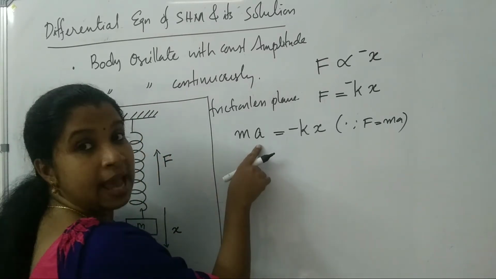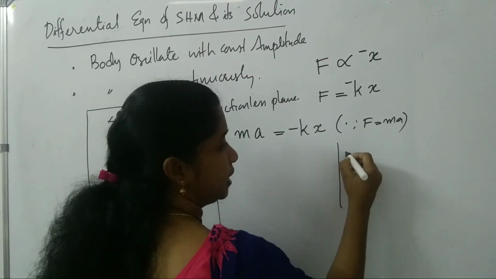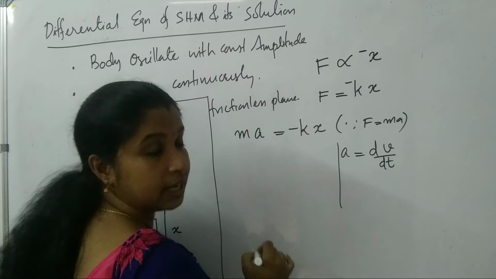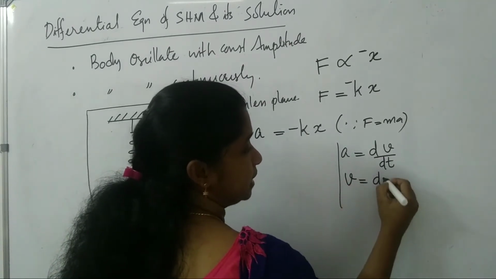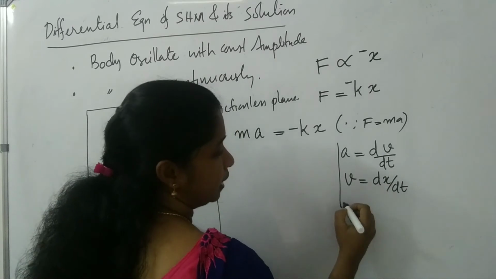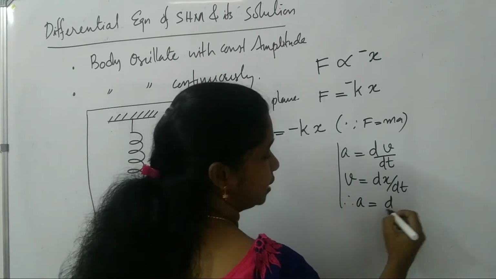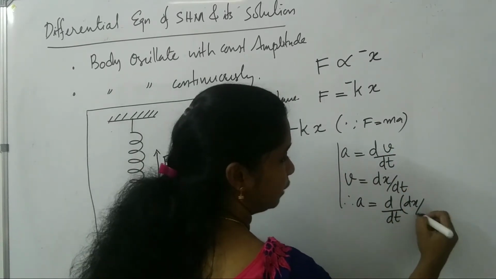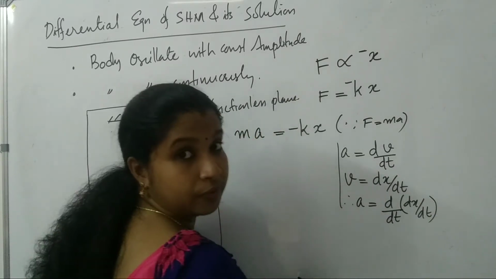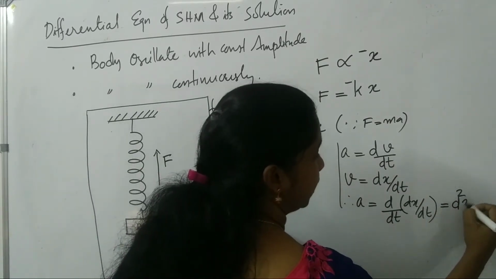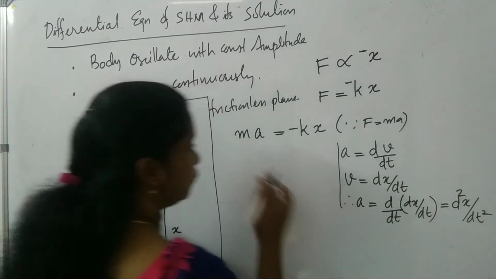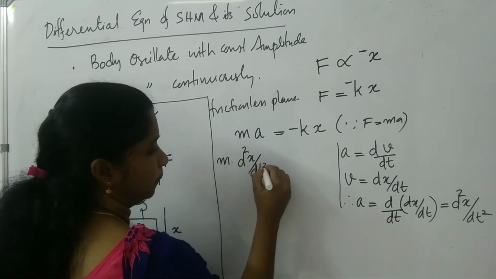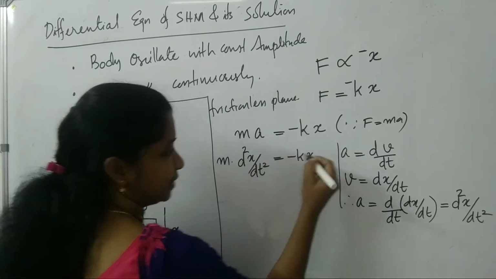What is acceleration? Acceleration is the rate of change of velocity, that is dv by dt. Velocity is the rate of change of displacement, dx by dt. Substituting the value of v, we get acceleration equal to d square x by dt square. So we can rewrite a as m into d square x by dt square, which is equal to minus kx.